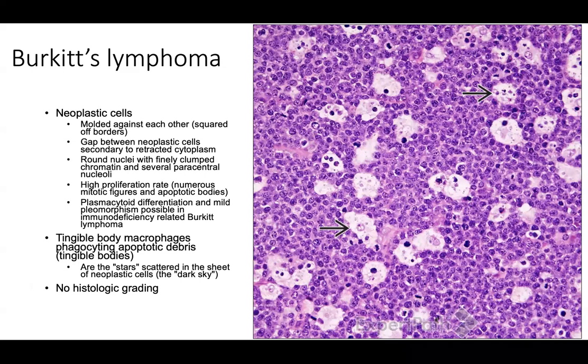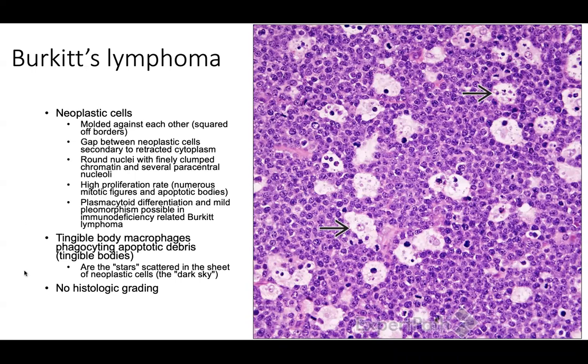The nuclei are often round with finely clumped chromatin and several paracentral nucleoli. They often have a high proliferation rate with numerous mitotic figures and apoptotic bodies. Plasmacytoid differentiation, as well as pleomorphism, is possible in immunodeficiency-related Burkitt lymphoma. So if you're seeing the Burkitt lymphoma type pattern and the patient's immunodeficient, you may actually see quite a bit of plasmacytoid differentiation.